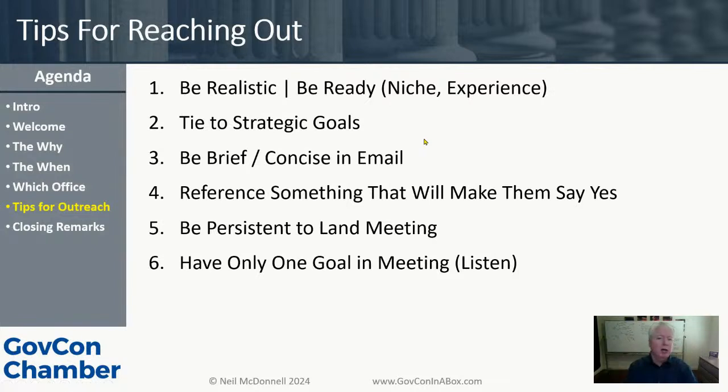Number three, when you reach out with an email, always make it very small. Think Twitter size. Number four, reference something that will make them say, yes, I was looking at that strategic plan and we aligned to these priorities that you had. I'd like to talk to you about that. Something like that. Number five, don't ever give up. Never surrender, right? Just keep trying 30, 40 times.